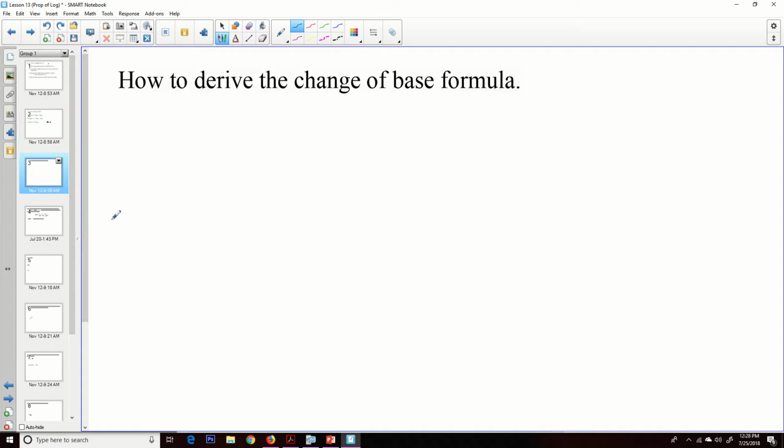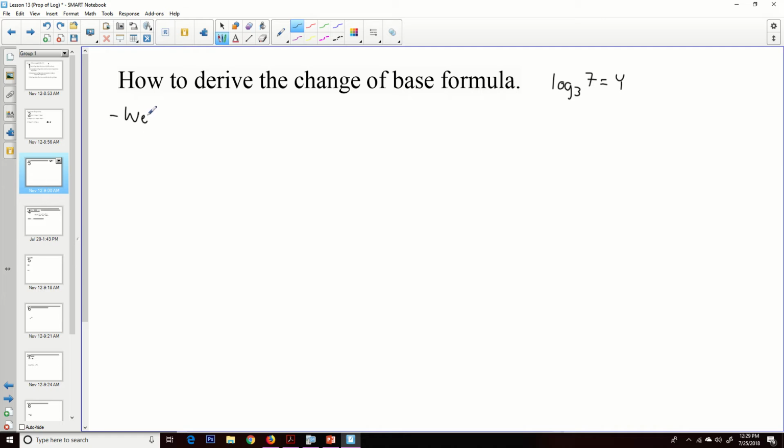So first thing we're going to talk about is deriving the change of base formula, and the change of base formula basically says this. If I wanted to figure out what the log base 3 of 7 was, how can I calculate that? I want to know what this value is, and for right now we're just going to call it y. But keep in mind a couple of things.